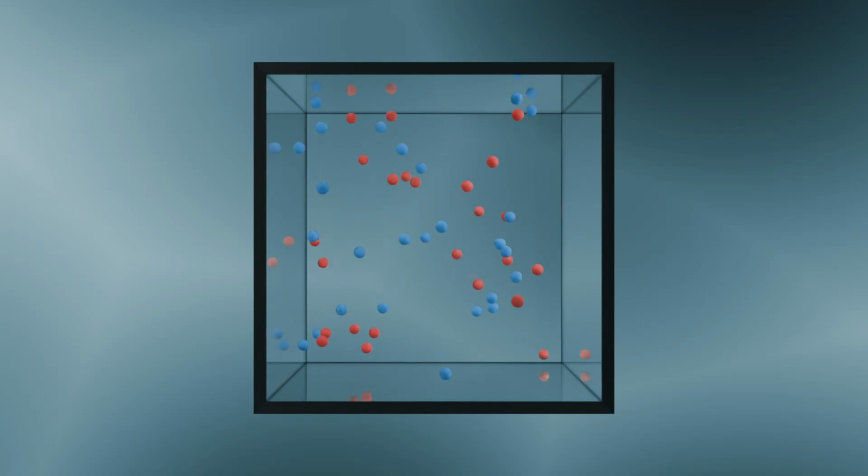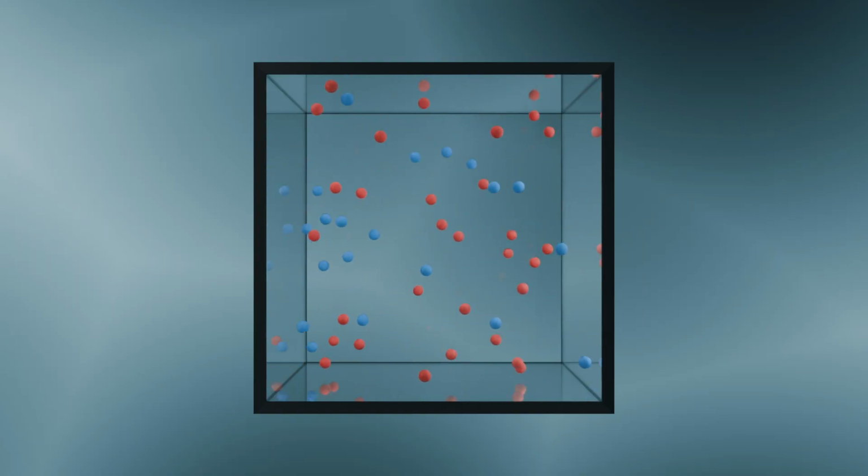Over time, some of A converts into B. As more and more B forms, some of those red particles begin to convert back into blue particles.